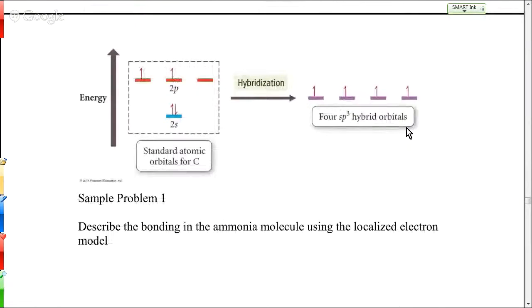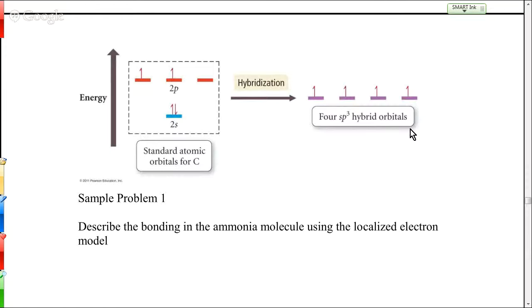So let's talk about why that happens. It's an energy thing, as most of this is. It's driven by energy. If we think of the standard atomic orbitals, the 2s underneath, the 2p on top, 2 electrons in the 2s, 2 electrons in the 2p, if we instead make 4 hybrid orbitals, we've overall decreased the energy of the system. So the overall system of hybrid orbitals is more stable. And that's kind of the driving force to create them.